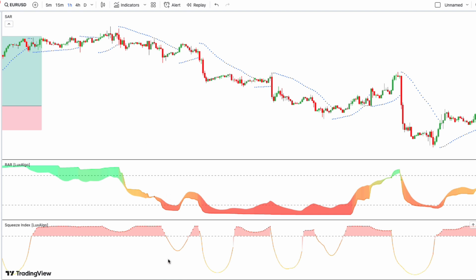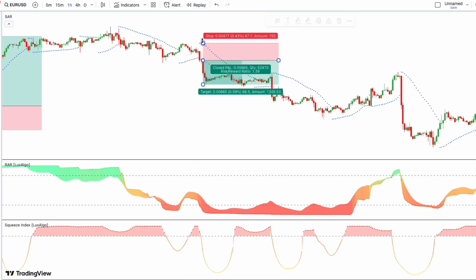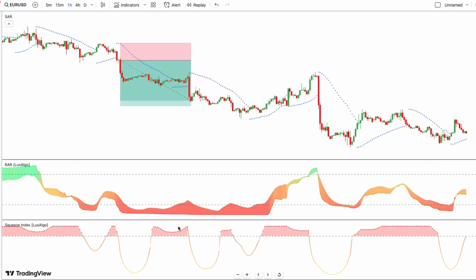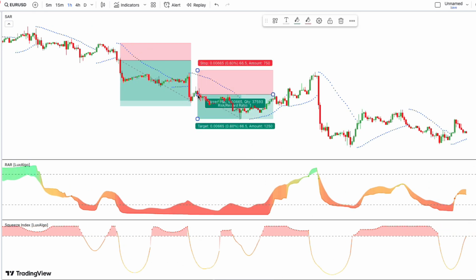Similarly, we wait for the Squeeze Index to go above 80 and cross back below 80, and the signal is confirmed only if the Parabolic SAR is above the price. So we can enter a short position here as this new candle is opened. And after this trade, which is a profitable trade, another short position could be entered here at this point after this signal.